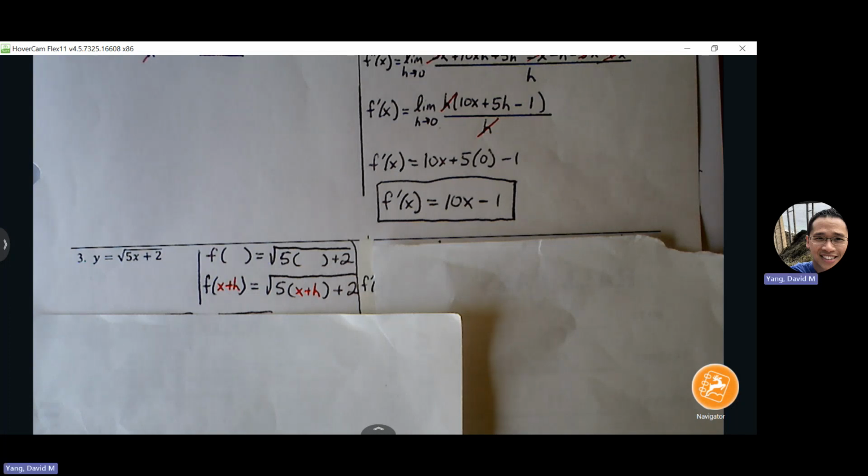So hopefully you all picked up the handout. This is 2.2b, which is basically interpreting the definition of the derivative in a different form than the way that we've been doing here.